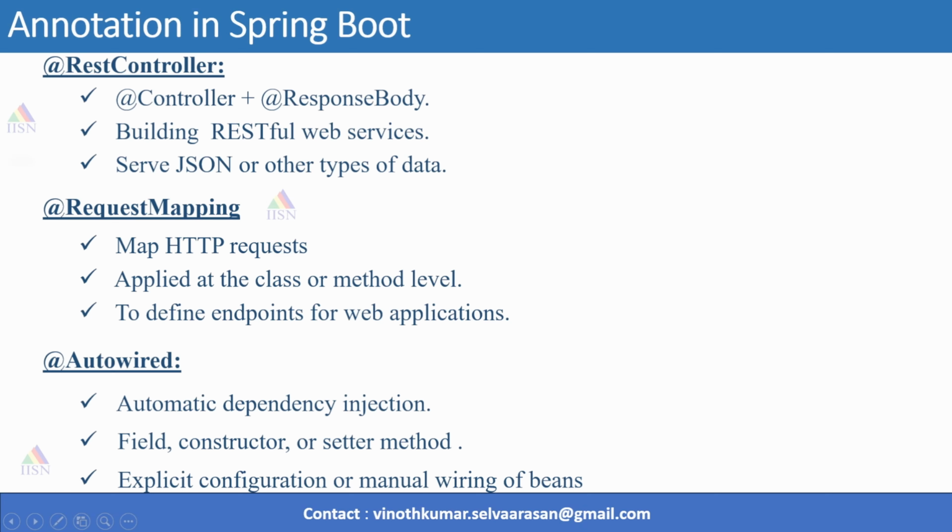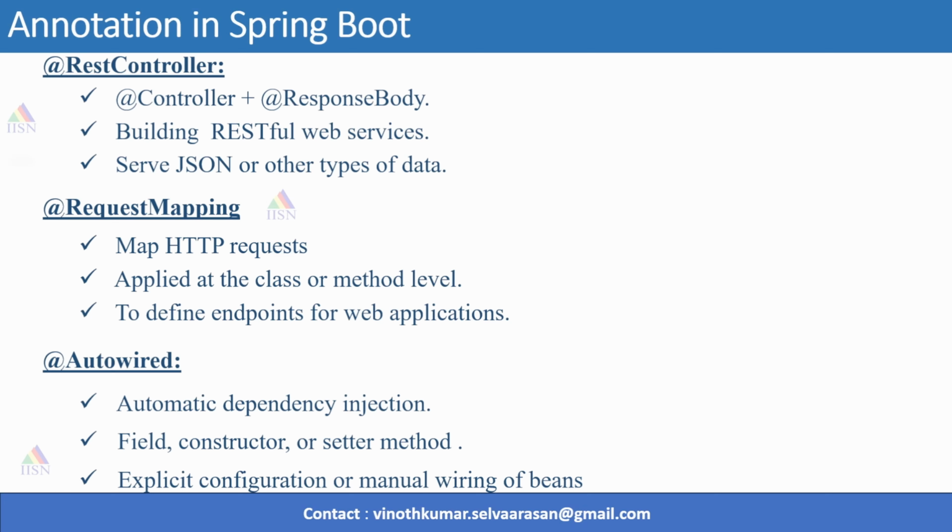Then moving to the next one, we are going to see what is request mapping. The @RequestMapping annotation in Spring Boot is used to map HTTP requests to handler methods of the REST controller. It allows the developer to specify the URL patterns for the methods or classes. It can be used both on the controller as well as on the methods, making it useful for defining a common URL mapping for multiple methods in the controller. We are going to see how we use it in Spring Boot in detail in the upcoming slides.